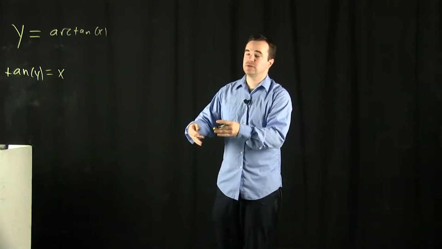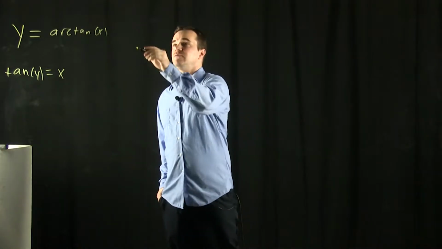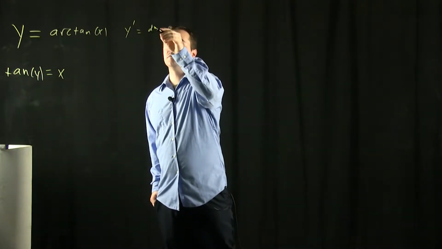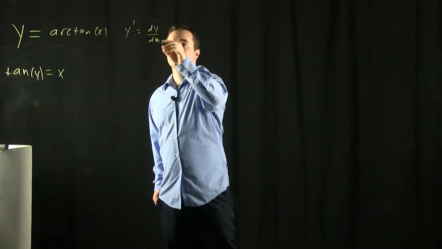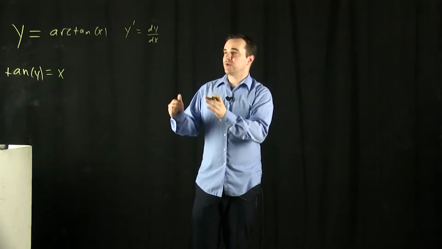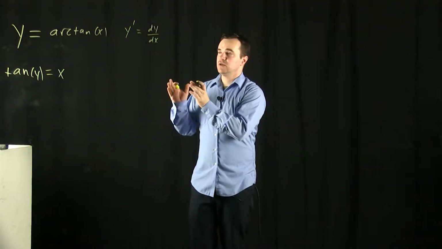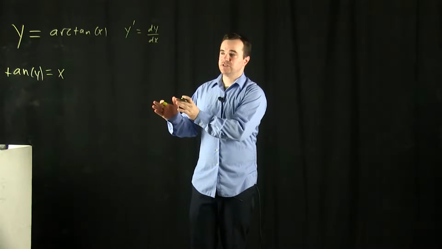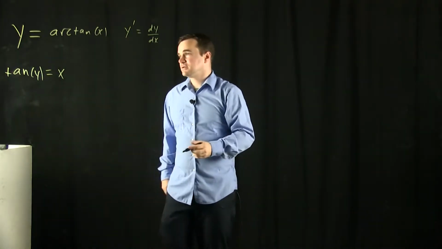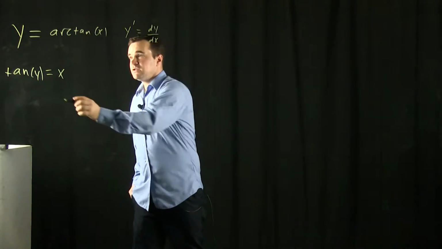So what I'm going to do is actually differentiate this equation with respect to x, because if I want to find the derivative of arctangent, then what I'm looking for is y prime, or another way to write that is dy/dx, if you like Leibniz notation. So I'm going to differentiate both sides of the equation with respect to x, and then try to solve for y prime. And so let's go ahead and do that.